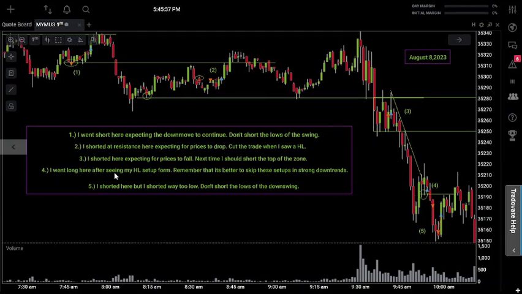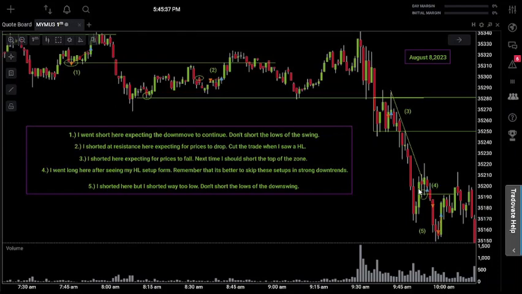I went long here after seeing my higher low setup form, but remember that it's better to skip these setups in a strong downtrend. That is so important because if you look at trade number 4, this was a perfect higher low downtrend reversal, higher low established setup. If you go back and look at all my notes, you would look at something like this and say, ooh, that's perfect. But the only thing is that we were in a downtrend, a strong downtrend.